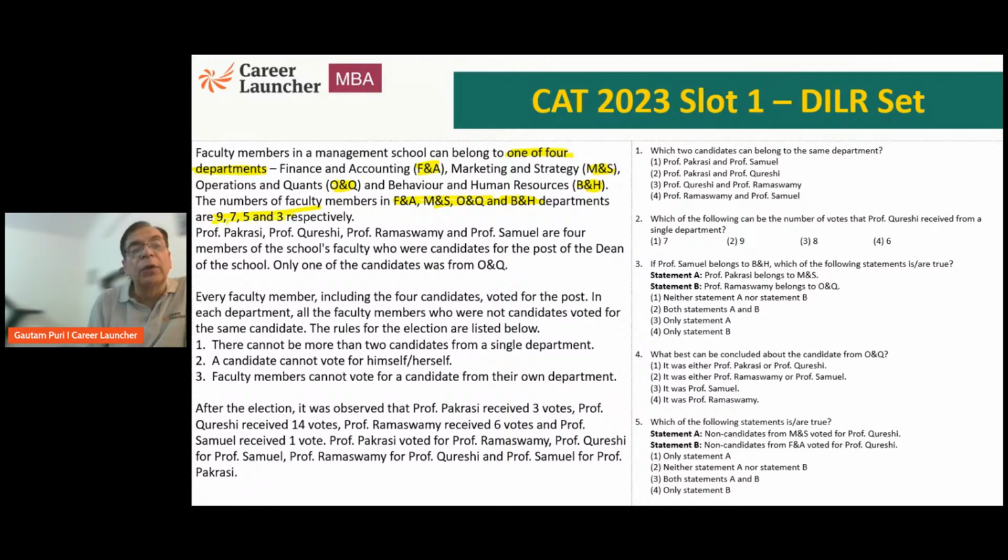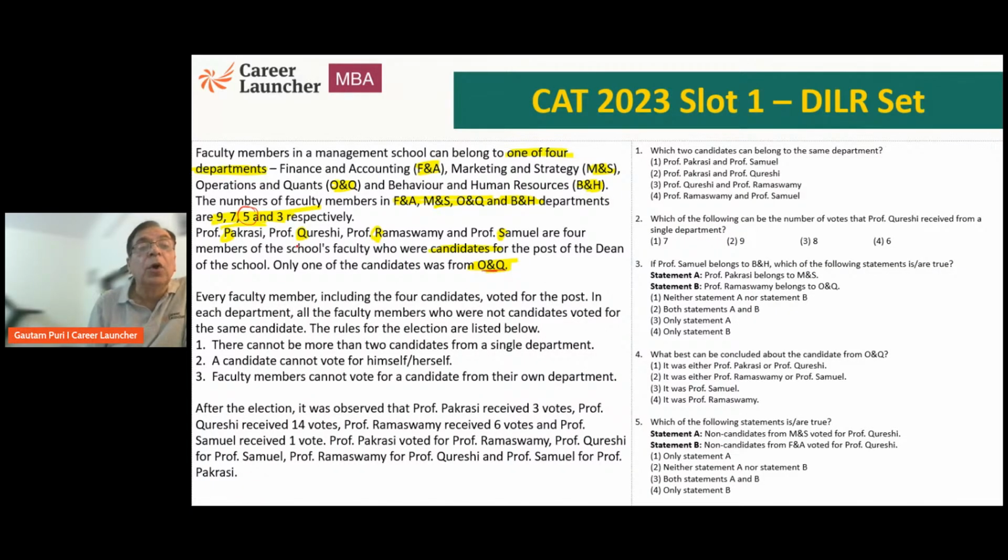So first information: 4 departments, and the number of faculty members in each of the 4 departments is given to us. Next, Professor P, Professor Q, Professor R, and Professor S are 4 members of the school's faculty who are candidates for the post of dean of the school. Only 1 candidate was from OQ. So what that means is, how many faculty members are there in OQ? 5.